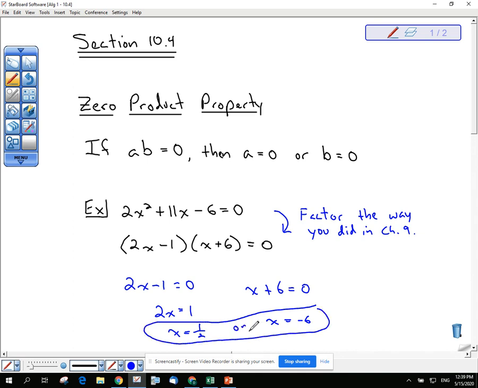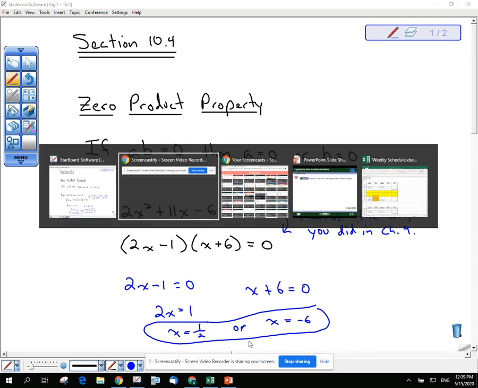The word here is not important. You could just use a comma or the word and. I usually use or, but it's not important. Okay? But there are two solutions, 1/2 and -6. Let's practice that.